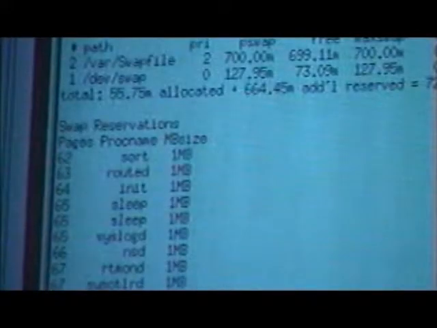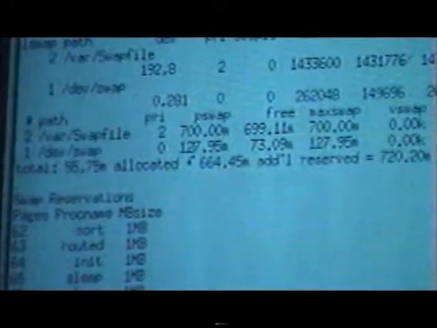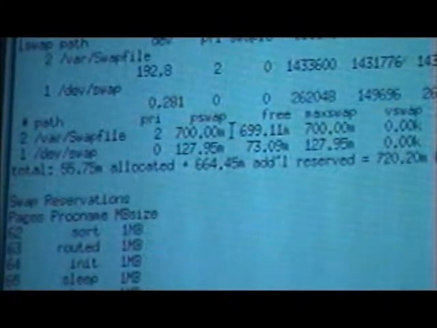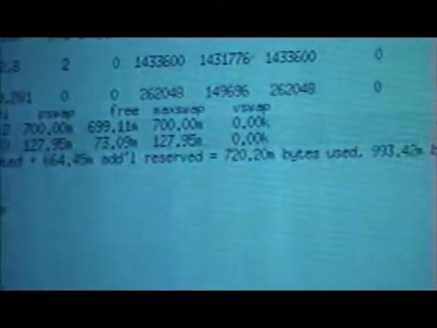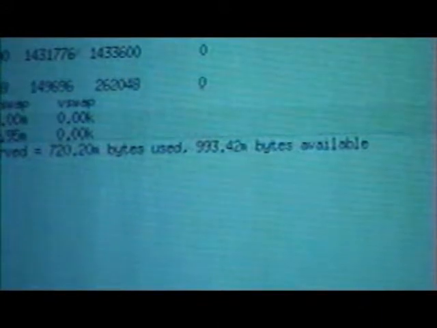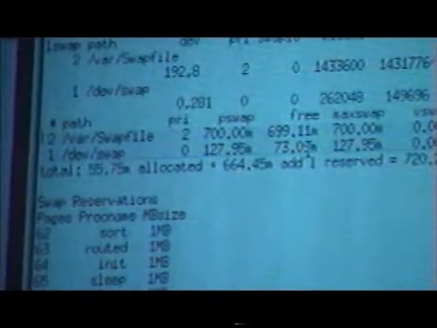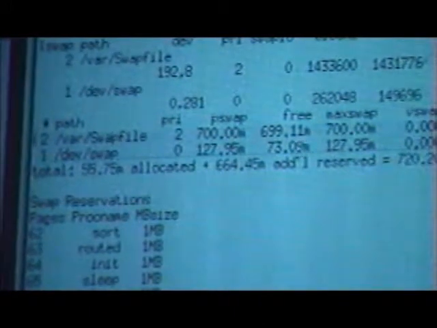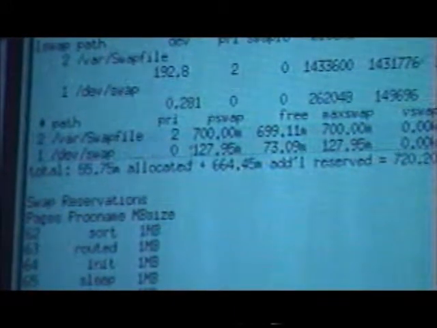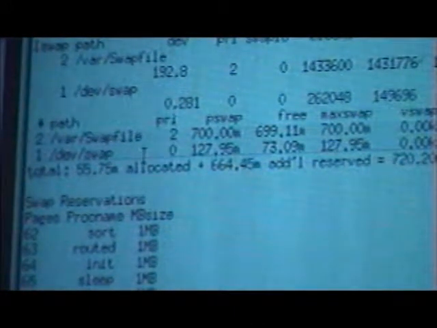So I got check config, my swap. I have two swap slices, and I do have swap allocated on those devices. One looks like it's got about 40 meg and maybe 2 meg on the other. So dev swap, unfortunately, is a lower priority. I now have a recommendation for this administrator to switch priority so that we swap the var swap file before we swap the root.